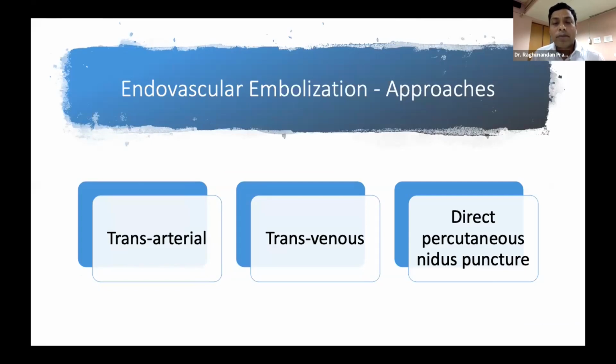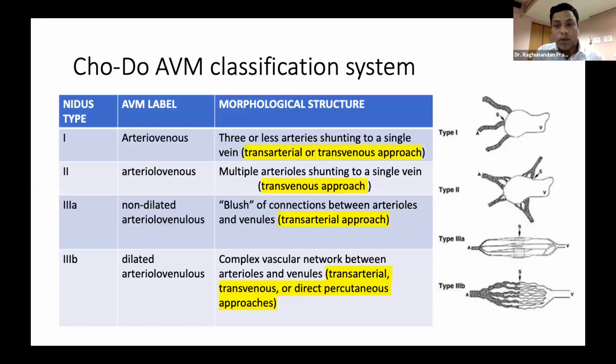Now coming on to the approach, how we can approach these lesions. So basically there are three approaches, three routes by which we can approach these lesions: transarterial, transvenous, and direct percutaneous nidus puncture. I will come in detail on when to use which approach.